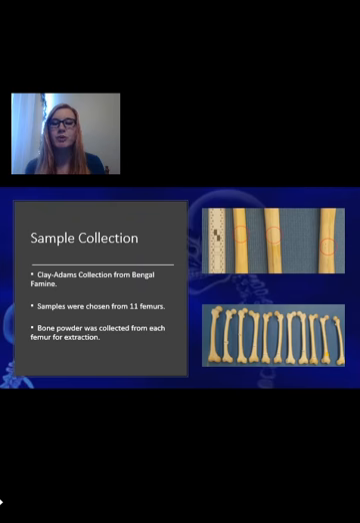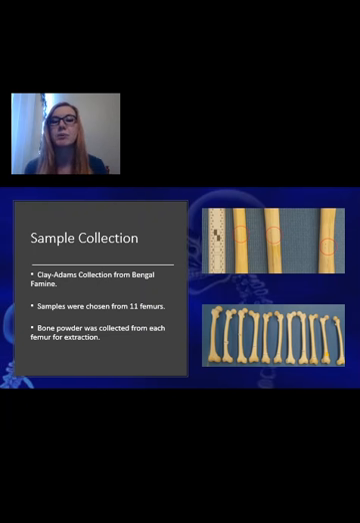So the samples were chosen from the Clay Adams collection of skeletal remains. With further research, it was suspected that these remains came from the Bengal famine in India from 1943. This was because the chief supplier was from Calcutta, India at that time.